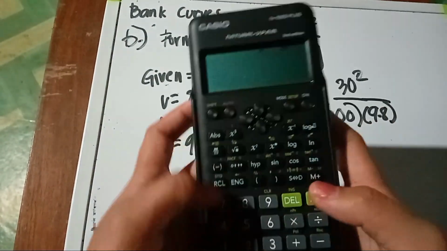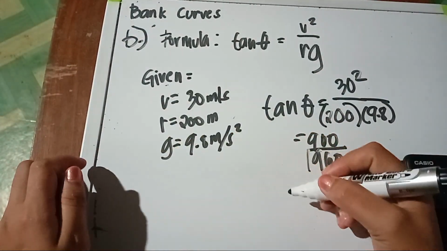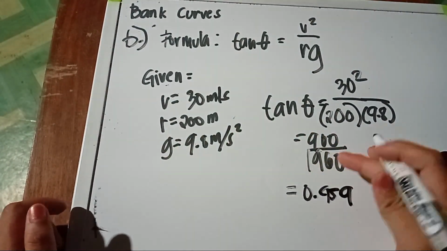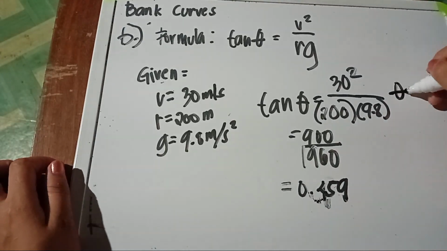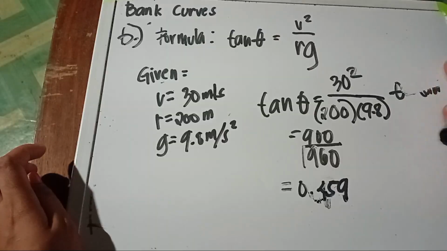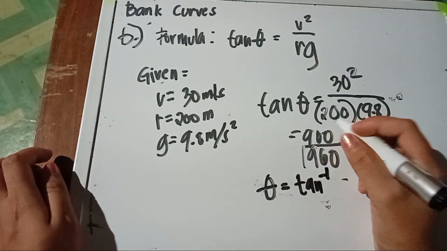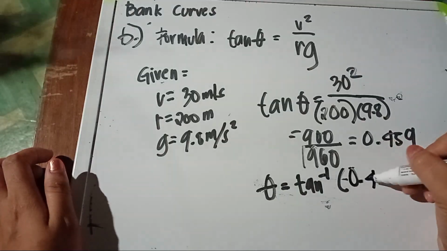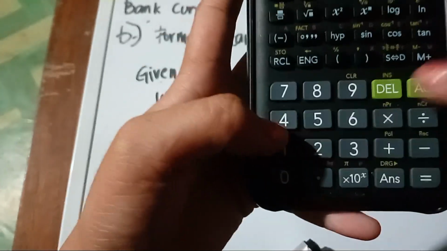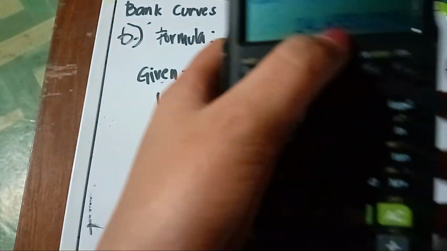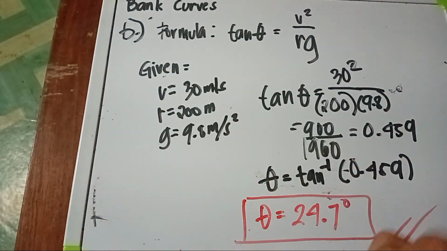We're going to use our calculator. Our answer here is 0.459. Next, we use another formula: to get the correct answer, we use tan to the power of negative 1. We put our answer, 0.459, and use the calculator: shift tan 0.459. The answer is 24.6, which rounds to 24.7. So the answer for letter B is theta equals 24.7 degrees. That's all for the banked curves.